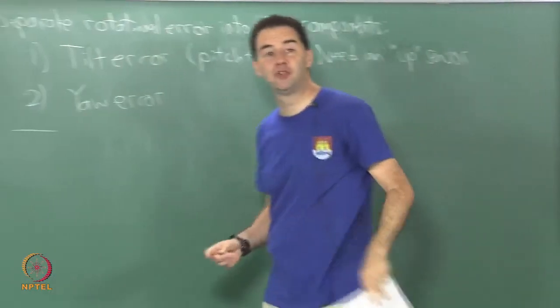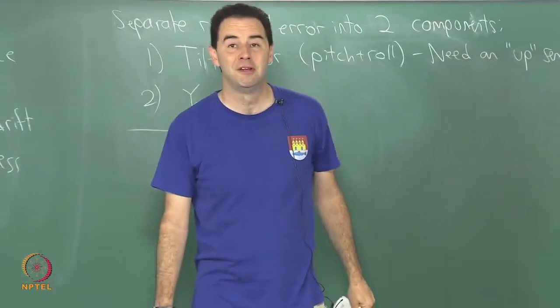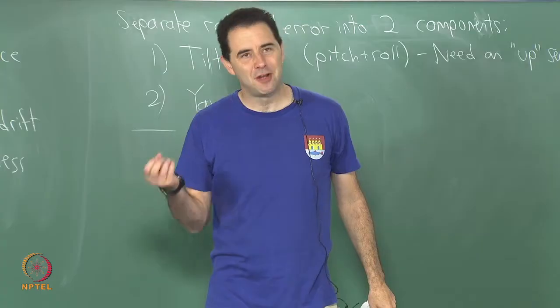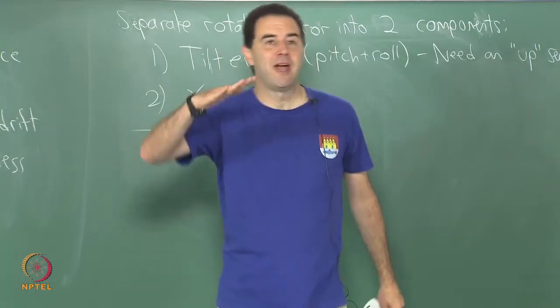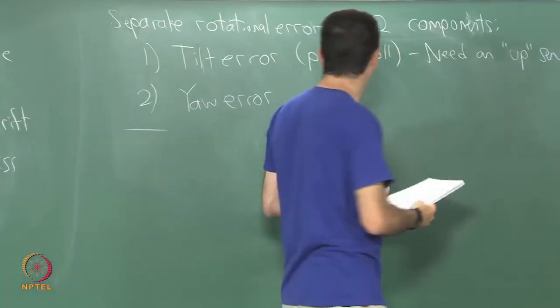In other words, a sensor that measures which way is up in the global frame. That would be nice, wouldn't it? Because that's what the definition of tilt is. It's some mismatch with respect to up, right? Some deviation with respect to up.